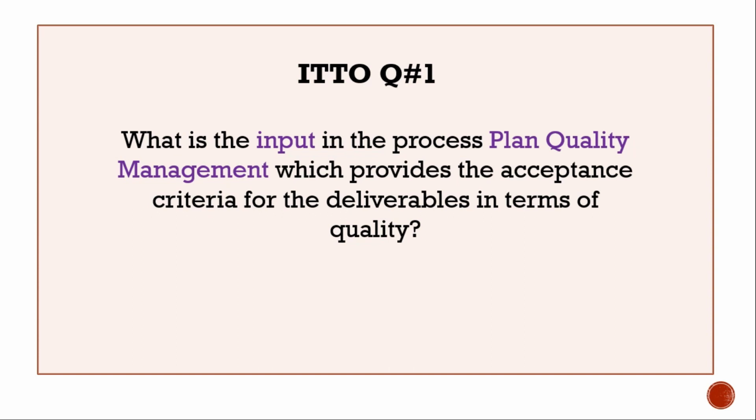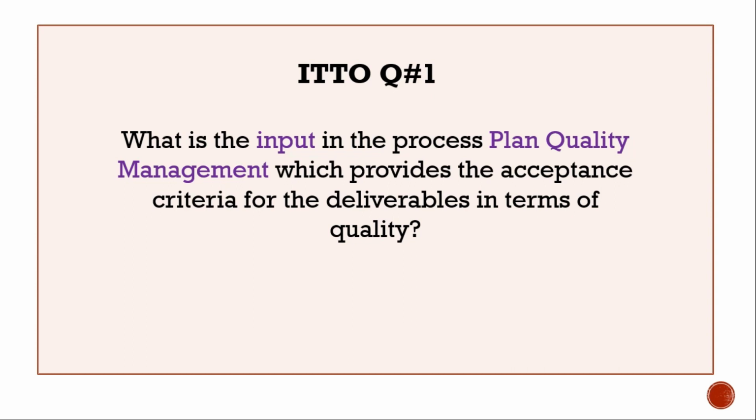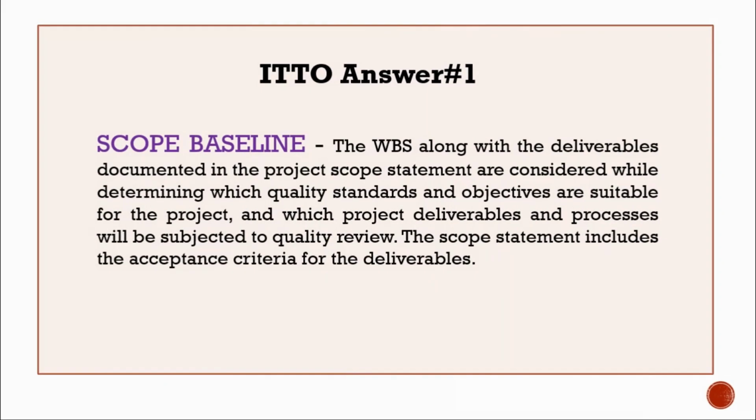What is the input in the process plan quality management which provides the acceptance criteria for the deliverables in terms of quality? Answer: scope baseline. The WBS along with the deliverables documented in the project scope statement are considered while determining which quality standards and objectives are suitable for the project. Check the slide for more details.